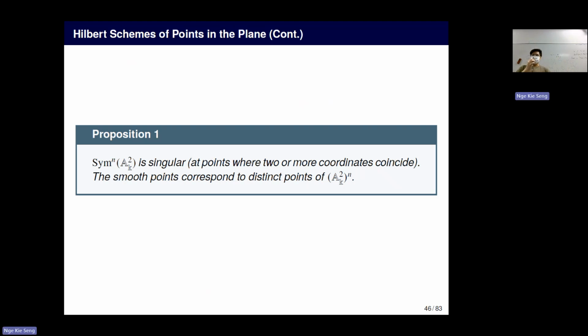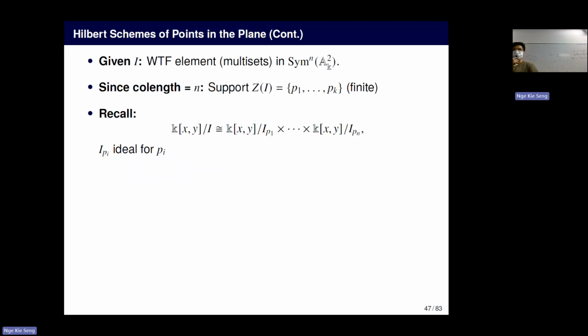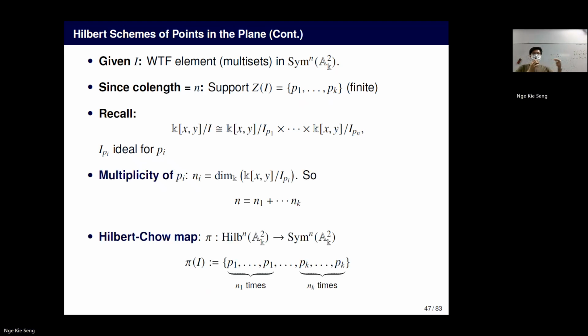So we have identified that the symmetric product is singular. So let's see how the Hilbert scheme can resolve these singularities. To do so, given an ideal, we would like to produce an element in the symmetric product. Since the ideals have colength n, the points it corresponds to must be finite. And recall that the Chinese remainder theorem says that we have this isomorphism, where I_p is the ideal corresponding to that particular distinct point. Because this is an isomorphism of vector spaces, this allows us to define the multiplicity of each distinct point as the dimension of the corresponding quotient.